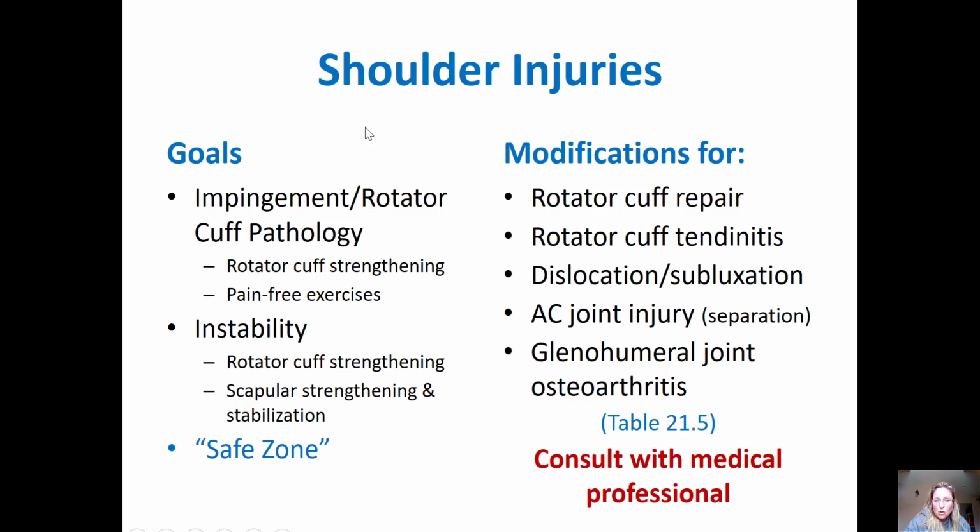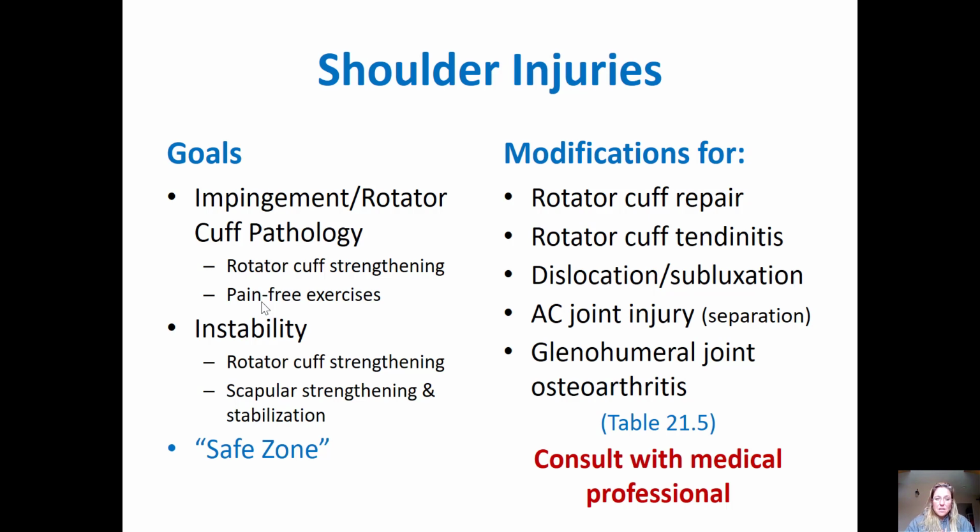Moving on to the shoulder joint. So we have some different things that can occur: impingement, or we can have rotator cuff issues, or just instability of the shoulder joint. So as far as impingement or rotator cuff, we want to focus on strengthening exercises for the rotator cuff, so those 4 muscles that comprise the rotator cuff. And we want to do anything that's pain-free. So if they're doing an exercise and there's a pain associated with it, and they have rotator cuff issues, do not do it, okay? It's got to be a pain-free exercise.